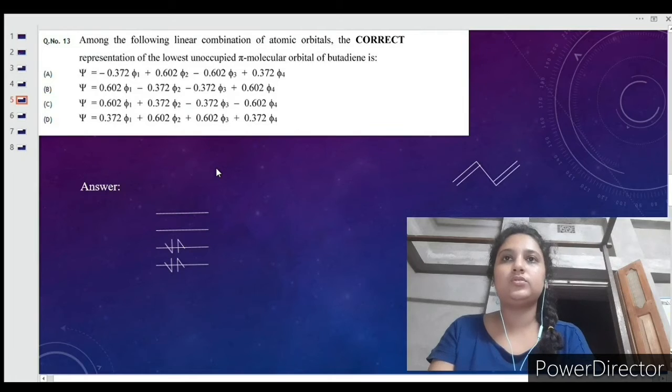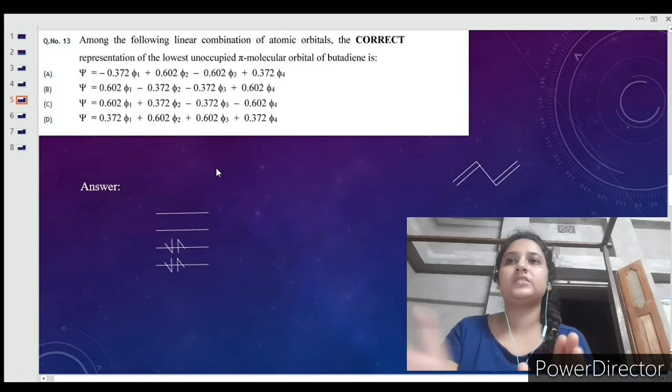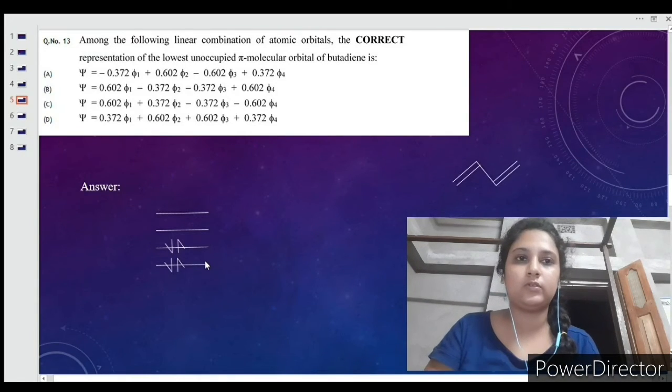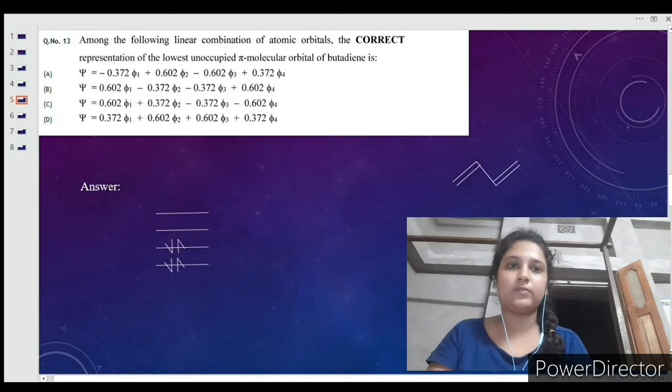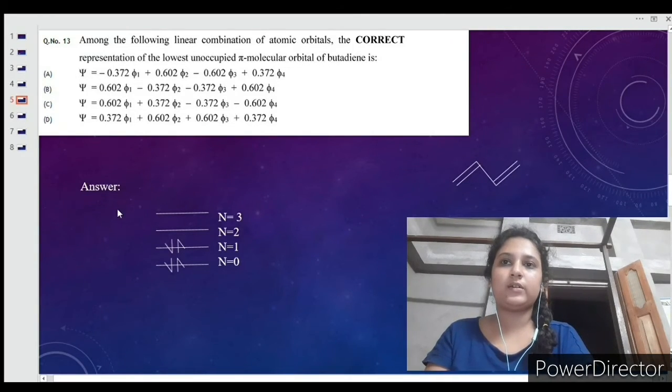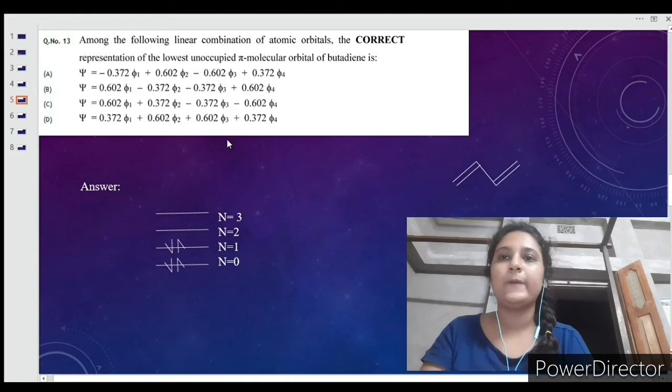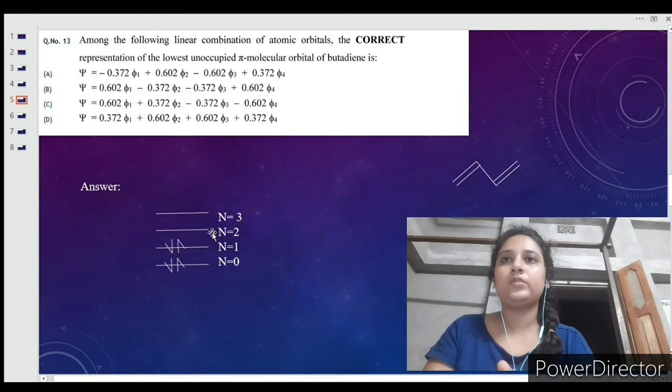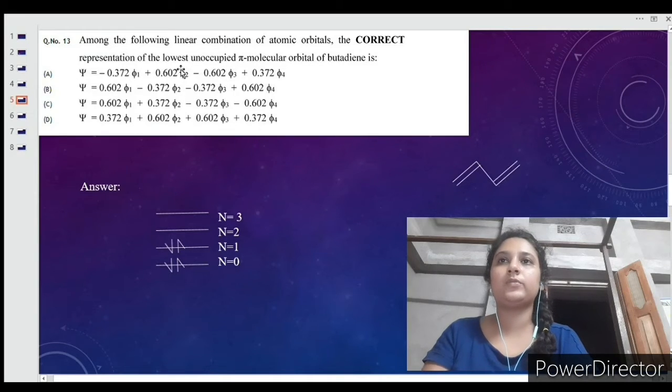Now what is the trick to determine the representation of the psi for the lowest unoccupied molecular orbital? Just by seeing the number of nodes. If n represents the number of nodes present in the molecular orbital, then n is equal to 0 for the ground state, for the first excited state n is equal to 1, for the second n is equal to 2, for the third n is equal to 3, and so on. So for our case, we have to evaluate the linear combination of atomic orbitals for the LUMO, that is for n equal to 2.